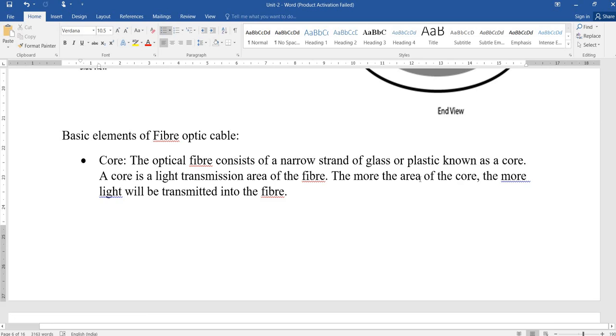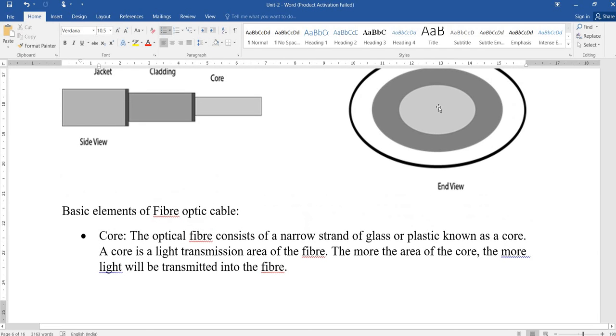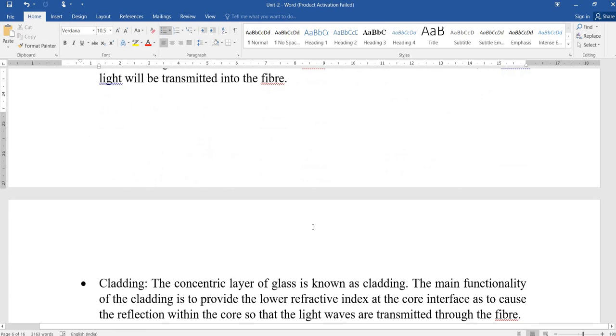Let's see the basic elements of this fiber optic cable. Optical fiber cables consist of a narrow strand of glass or plastic known as a core. So we can have glass-based fiber optic and plastic-based fiber optic cable. A core is a light transmission area of the fiber. The larger the area of the core, the more light will be transmitted in the fiber. So here we have transmitted the data in this core of light.